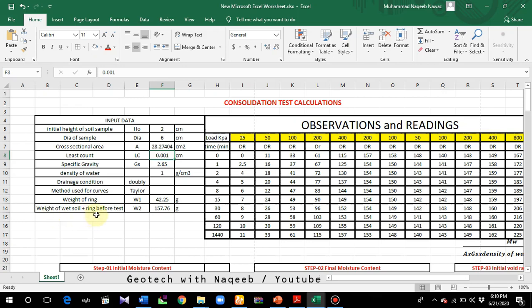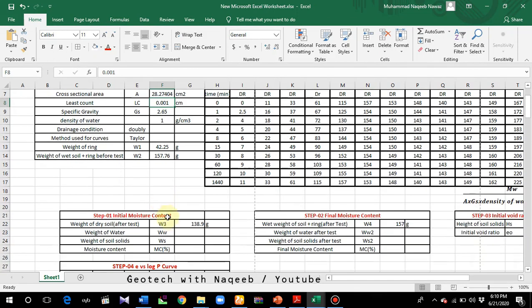So, weight of the wet soil plus ring before test. In my case, the case study I have taken is 157.76 gram. These are actual values I have taken from one of the experiments performed. So these are the input values you must have. Then another input you must have is the weight of dry soil after test. This is obtained by oven drying. In my case it is 138.9.